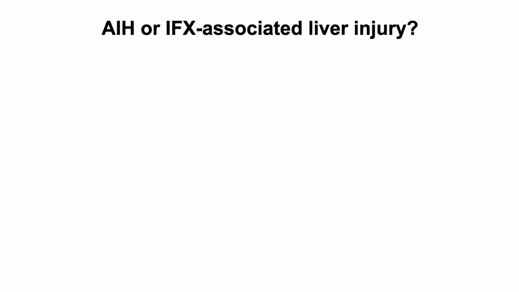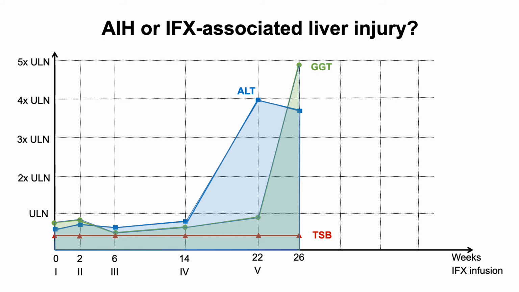How can we distinguish between autoimmune hepatitis and infliximab-associated liver injury? Think for a moment. We planned a liver biopsy, but on admission for this procedure, we found that the gamma GT was moderately elevated. We therefore also performed an MRCP to evaluate primary sclerosing cholangitis.